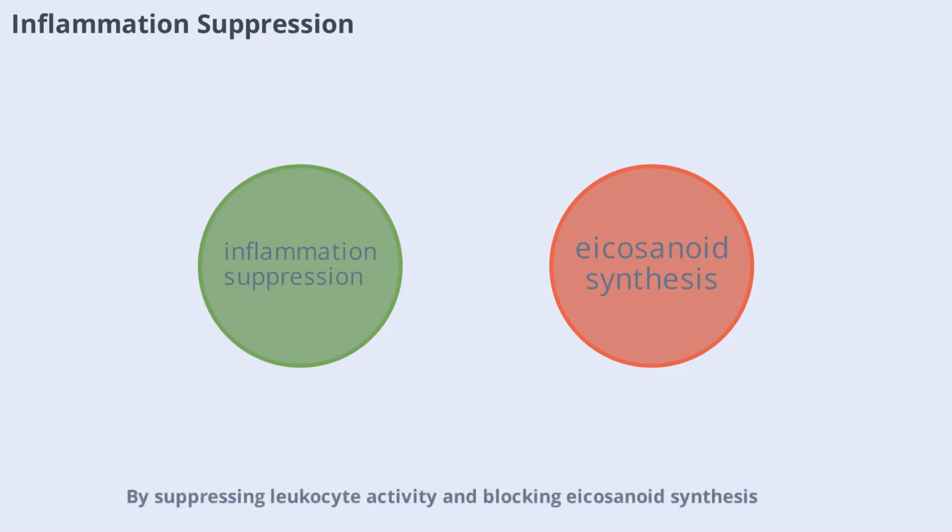By suppressing leukocyte activity and blocking icosahexaenide synthesis, tetracyclines reduce inflammation. This dual action is beneficial in chronic inflammatory diseases, providing relief and preventing further tissue damage.